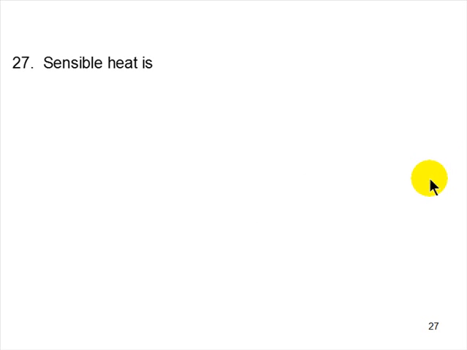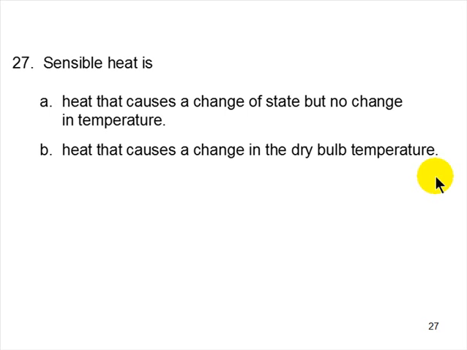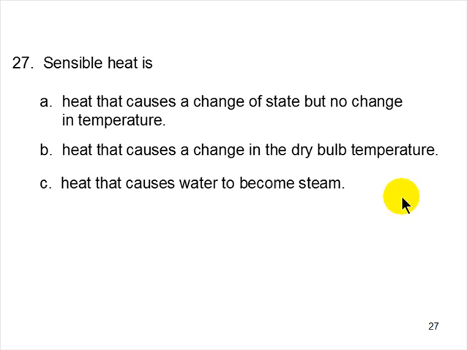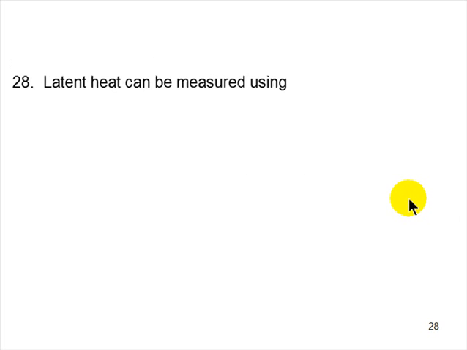All right? 27. Sensible heat is heat that causes the change of state, but no change in temperature. Heat that causes a change in the dry bulb temperature. Heat that causes water to become steam. Heat that causes ice to become water. What is sensible heat? It's heat that causes a change in the dry bulb temperature. Okay? That's all. It's that simple. Temperature changes, goes up, goes down. It's a sensible change.